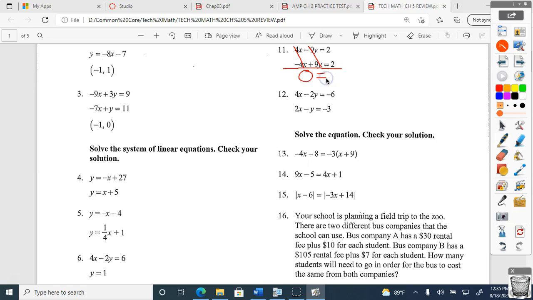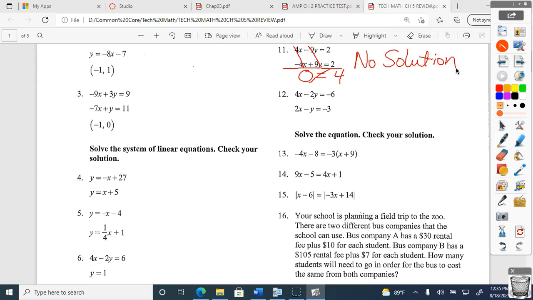Okay, which is 0. On the right side, what's 2 plus 2? 4. Does 0 equal 4? No, it does not. So my answer is this does not have a solution. It's no solution. Okay, no solution.